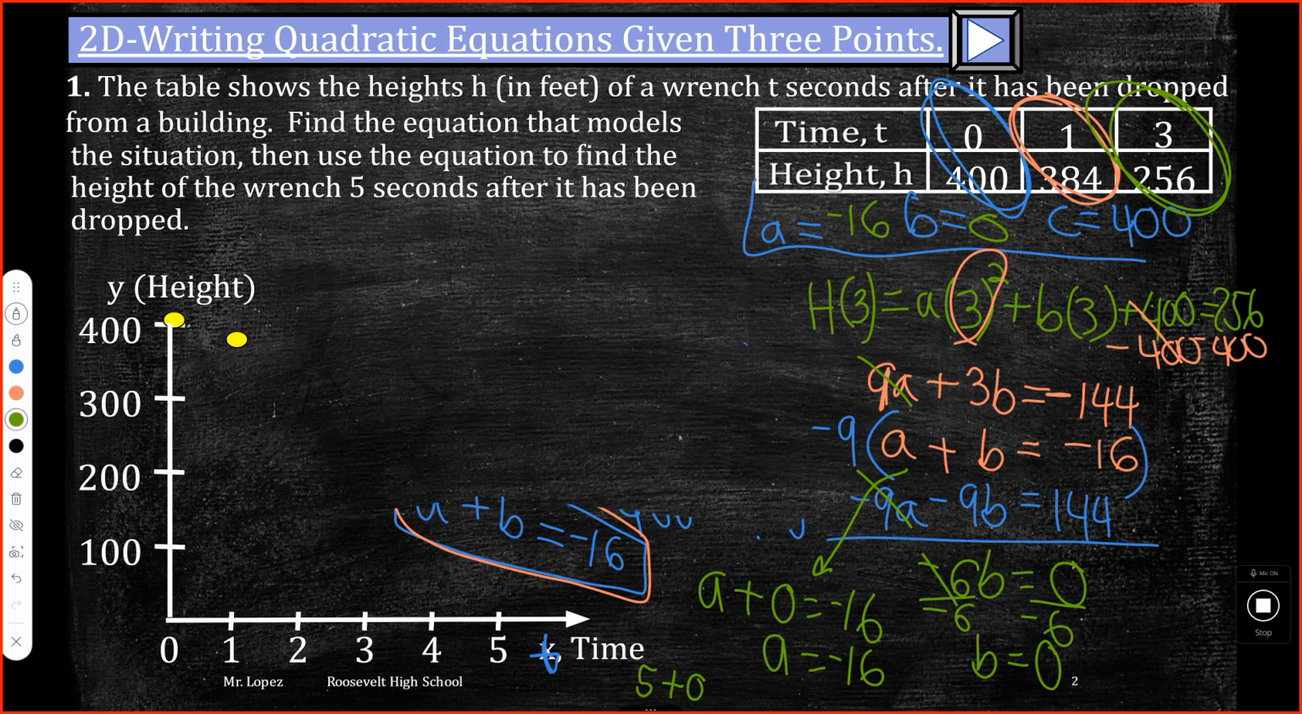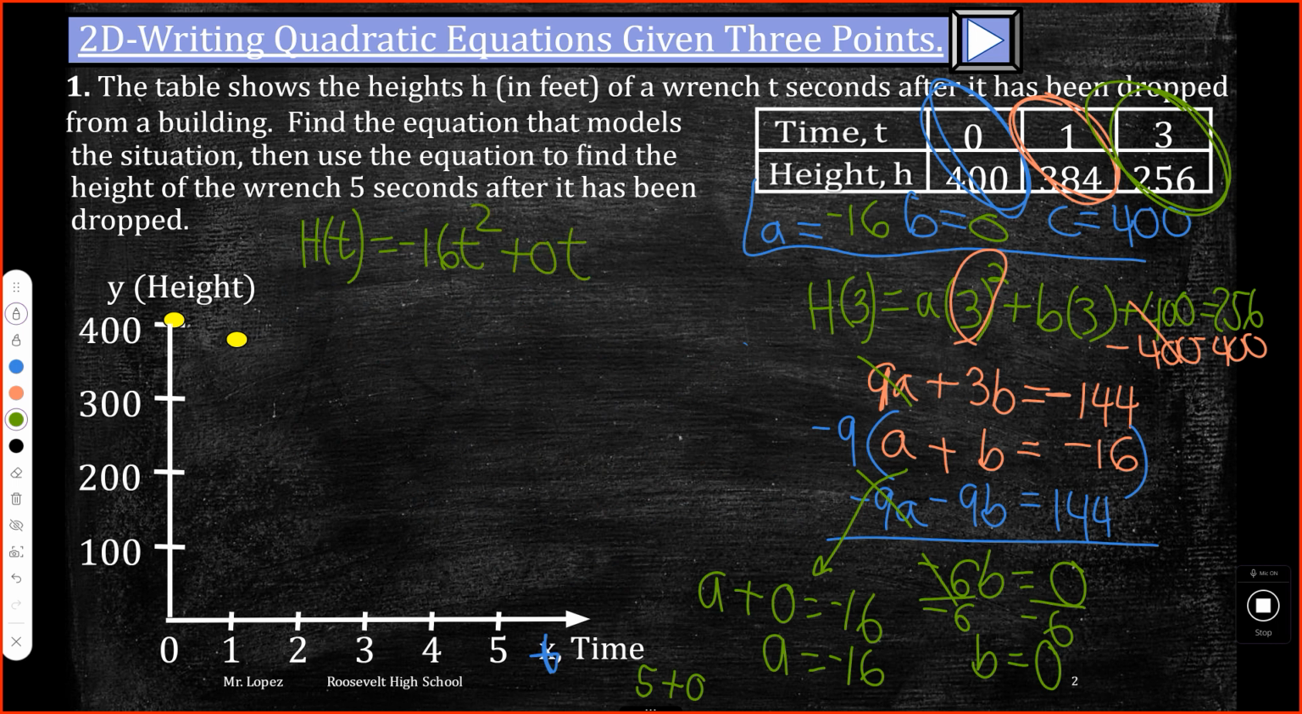So the equation that I needed was actually the height with respect to time is equal to, what is A? Negative 16, T squared. What is B? 0. What is C? 400. Yes. This equation gives me the height at any time t. If somebody asks me for a time equal to 2, a time equal to 10, this would give me the height. But it's asking me specifically for 5.